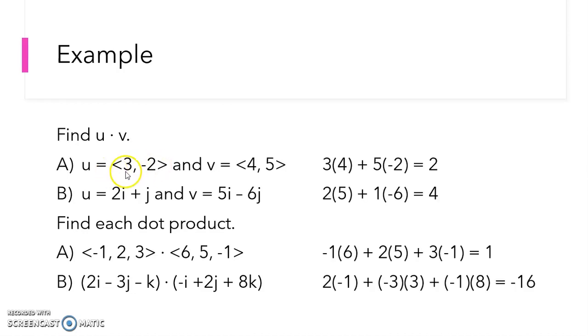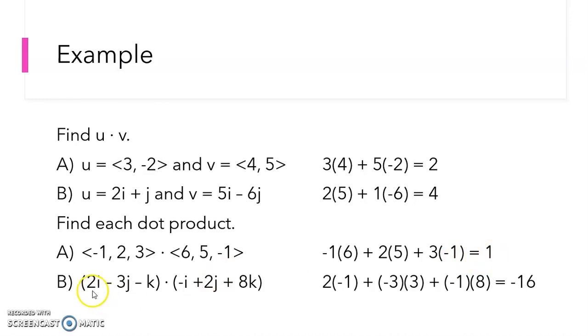Okay, in part A, U dot V, we would do 3 times 4 plus -2 times 5. Now 3 times 4 is 12, and 5 times -2 is -10. If I add those together, I get 2. For part B, I would do 2 times 5 plus 1 times -6. So that's 10 plus -6, which is 4. With our 3-dimensional vectors, I would do -1 times 6 plus 2 times 5 plus 3 times -1 to get -6 plus 10 plus -3 is 1. So 1 is our result there.